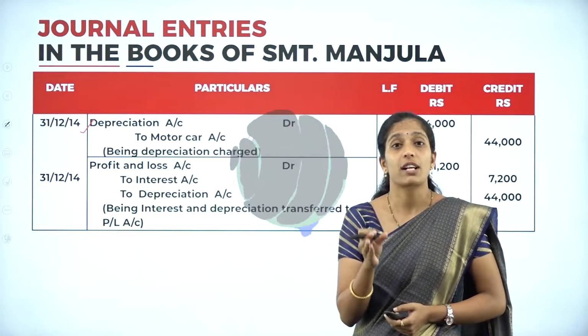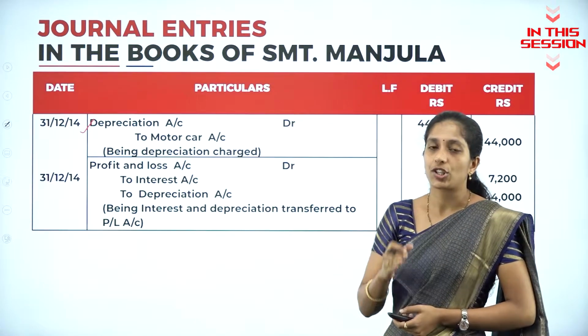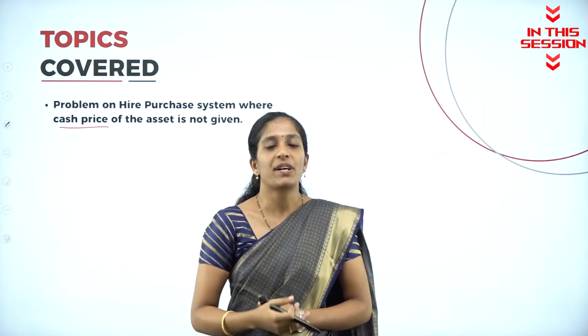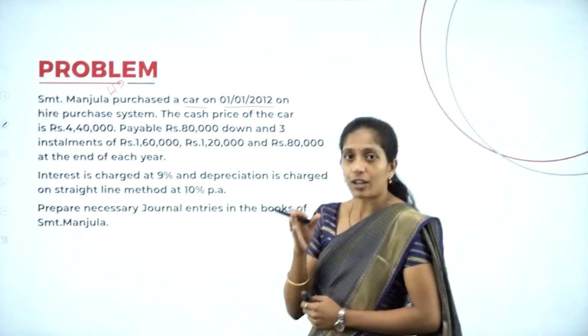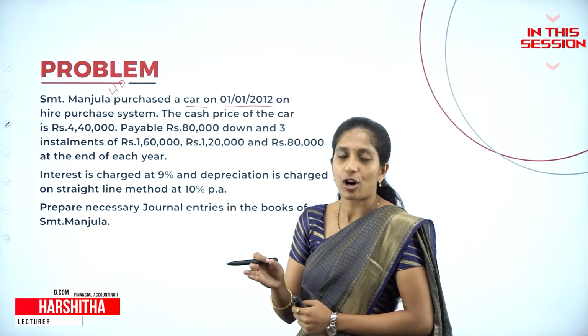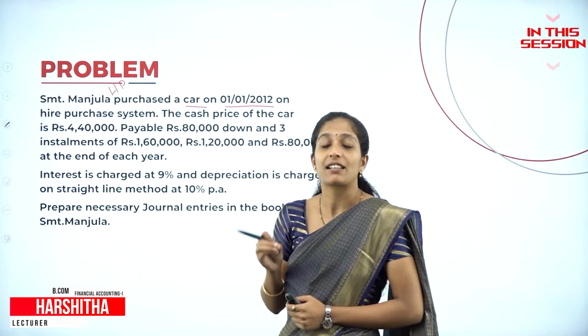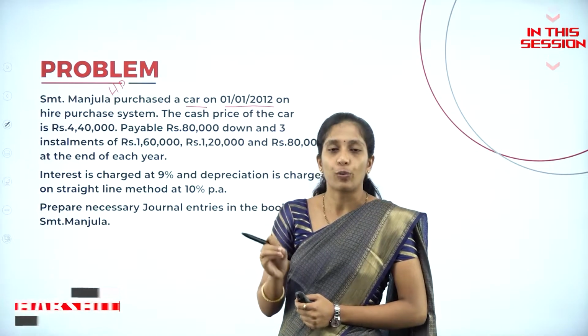Since we are following the straight line method, the amount of depreciation remains the same for all the years. There are two parties in a hire purchase agreement, that is hire purchaser as well as hire seller. Recording of date is also very important because here the payment is made in the form of installment along with interest.